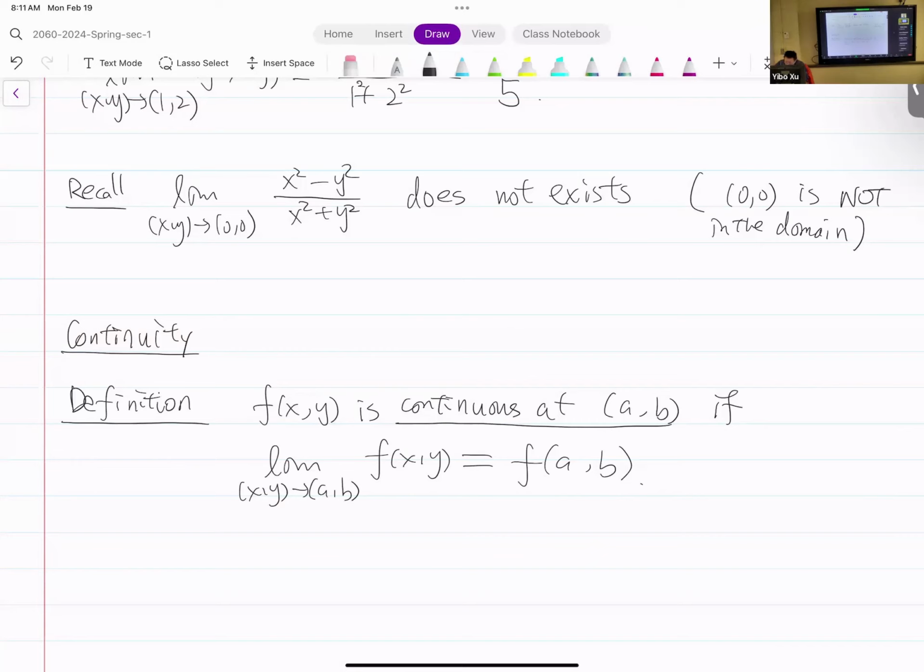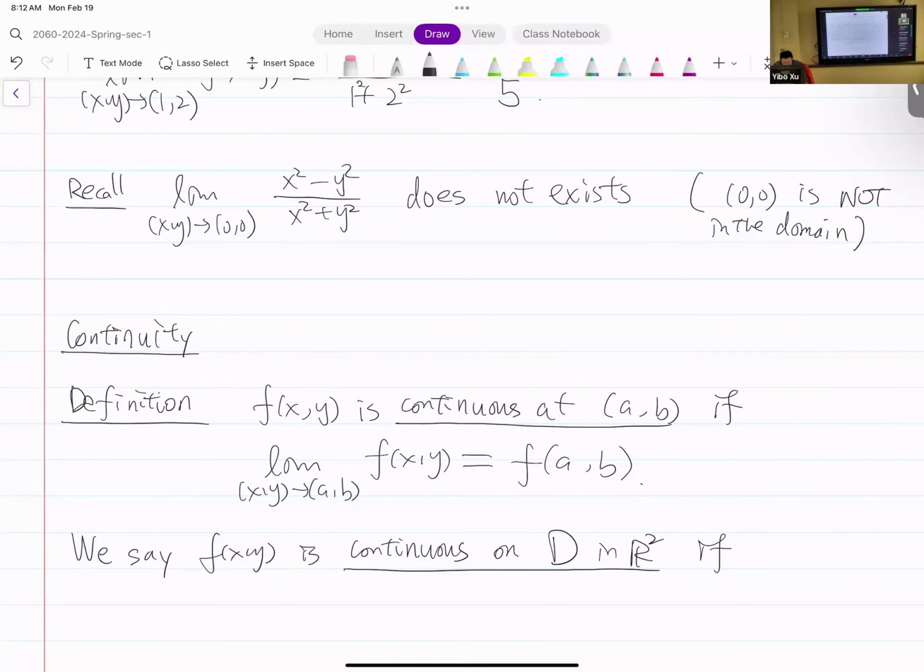But of course, we can continue talking about continuity within the domain, and so we say f of xy is continuous on cap D, the domain of the function, if it is continuous at any point in the domain D.